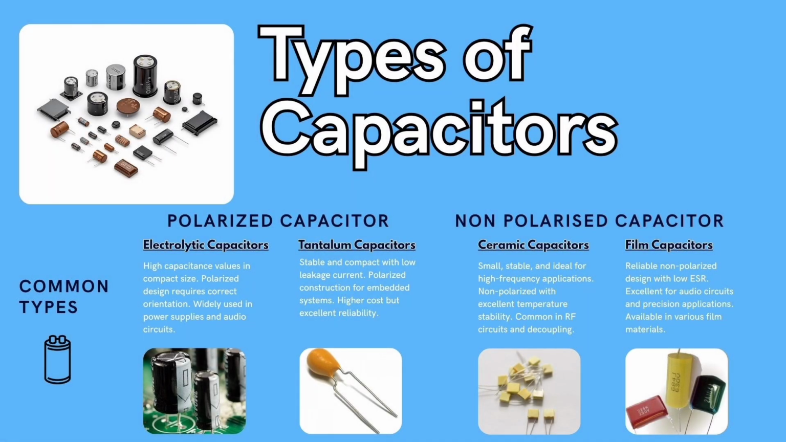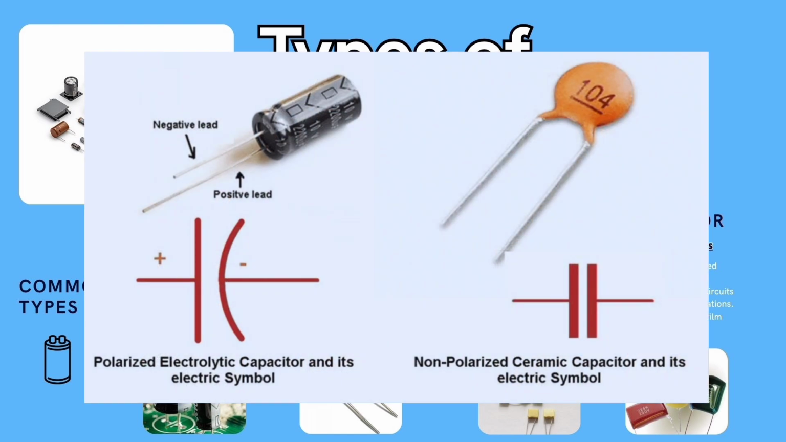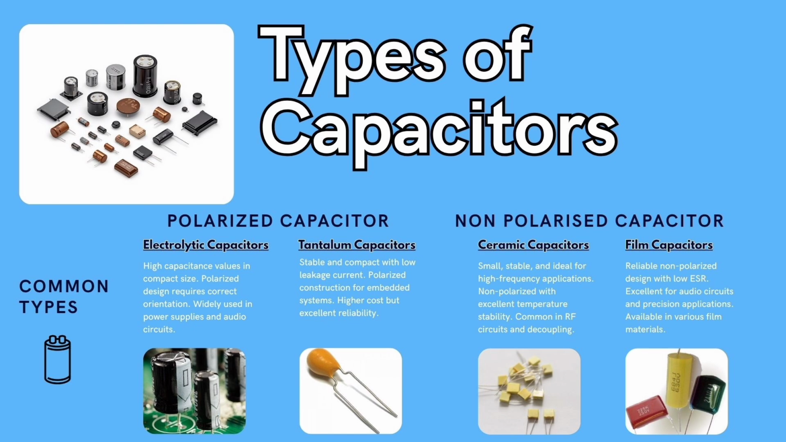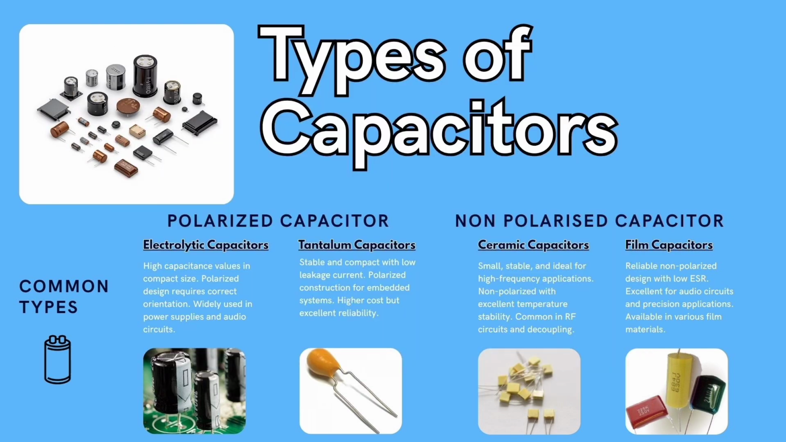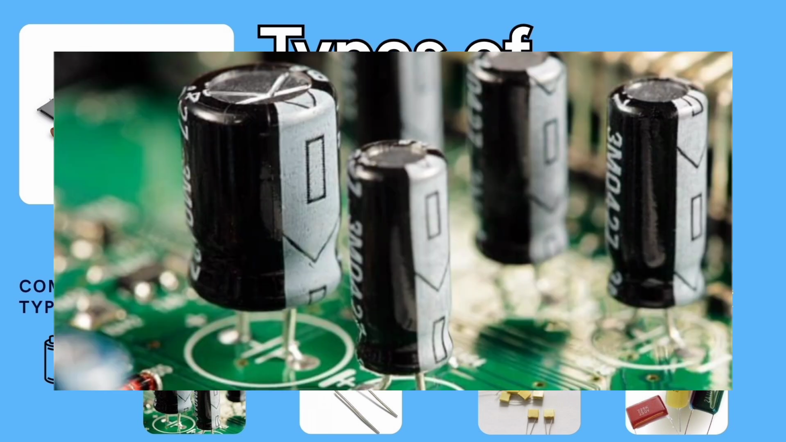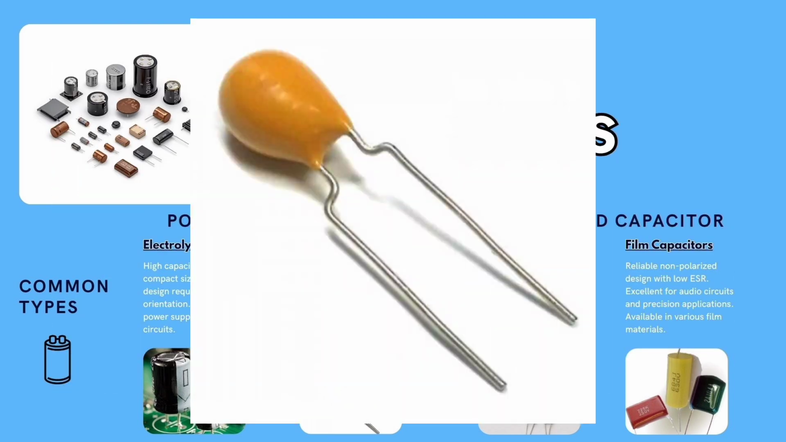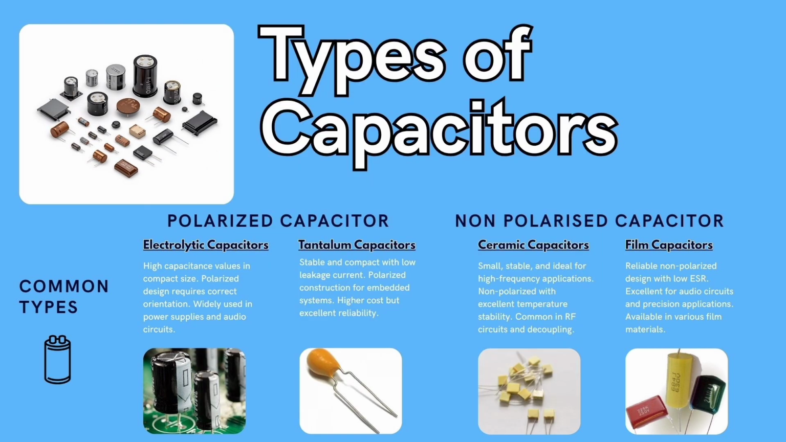Now, let's talk about the types of capacitors. Capacitors are mainly divided into two categories: polarized capacitors and non-polarized capacitors. First, polarized capacitors. These capacitors have positive and negative terminals, so they must be connected with correct polarity in a circuit. If connected incorrectly, the capacitor may get damaged or even explode. Examples of polarized capacitors are electrolytic capacitors and tantalum capacitors. These capacitors are mainly used in power supply filtering and energy storage applications.